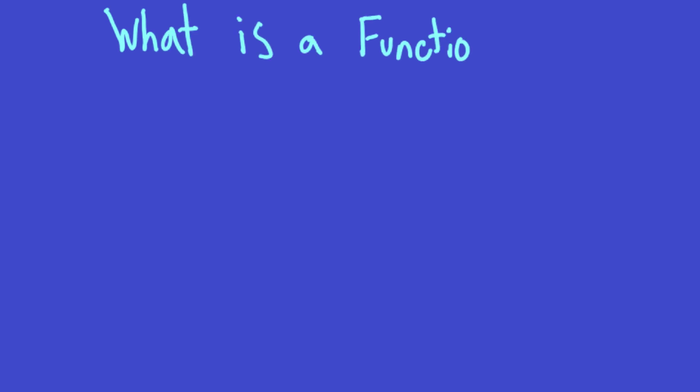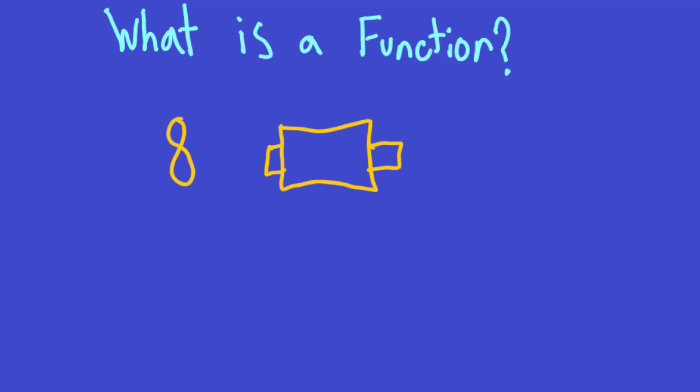What is a function? A function can really be thought of as a machine where you plug in one value and it gives you another. It is a relationship between values that is usually defined by an equation. For example, y equals 5x. Here, we plug in an 8 and the machine gives us 40.